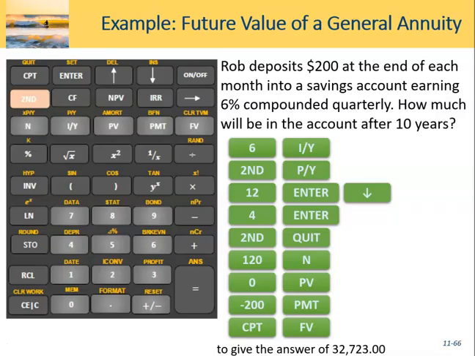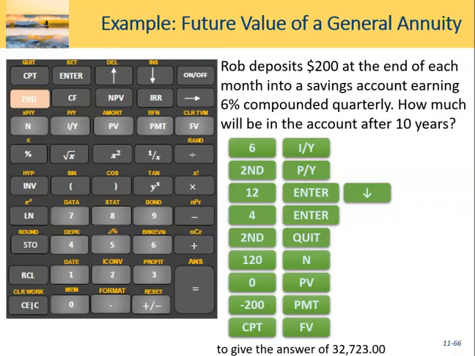So looking at it, what is this question actually asking us or telling us? You're starting with 0. You want to save some money. So you or Rob deposits $200 at the end of each month into a savings account.